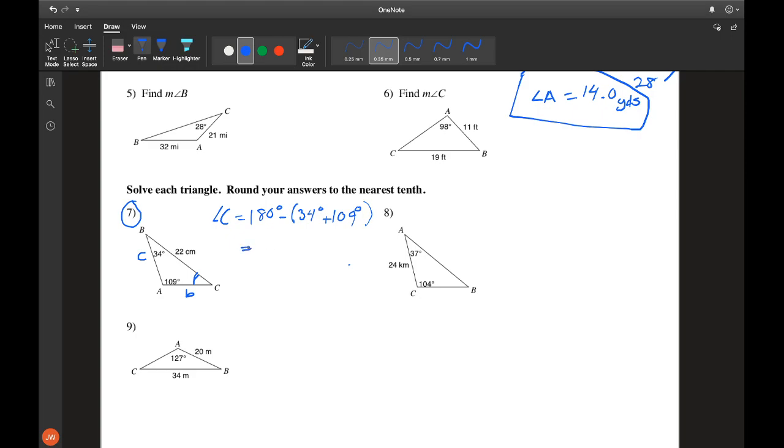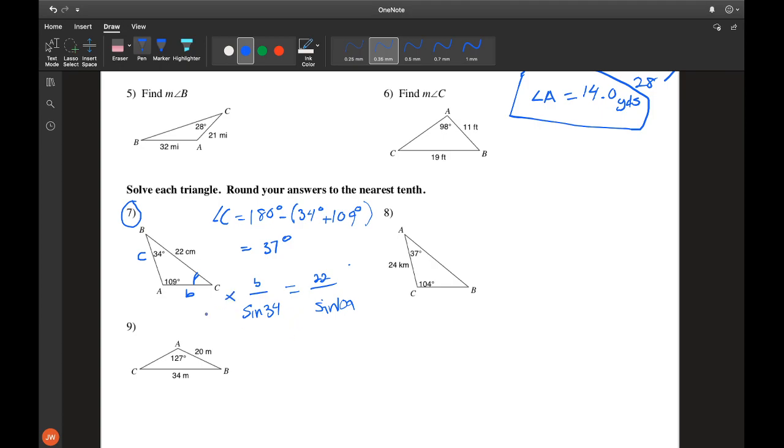Alright, so 180 minus 34 plus 109. 37 degrees. So angle C is 37 degrees. Alright. Now let's look for B. We're going to use our sine ratio again. So B divided by the sine of angle B is going to be equal to C. No, we don't have C. We're going to do A, 22, divided by the sine of angle A, which is sine 109.